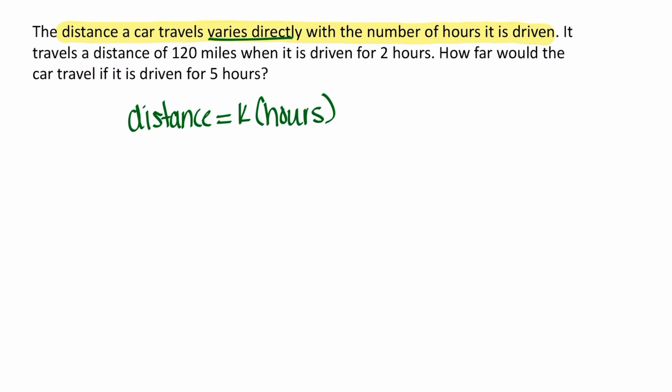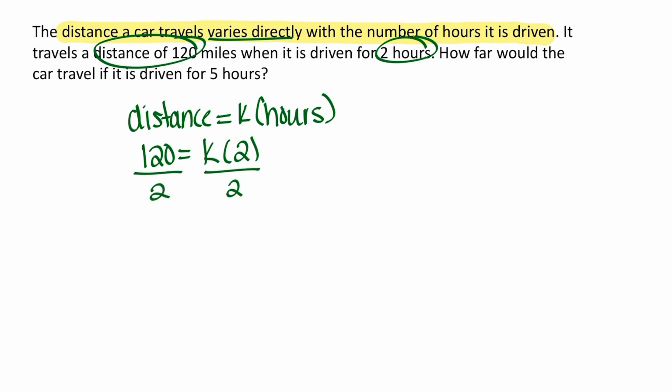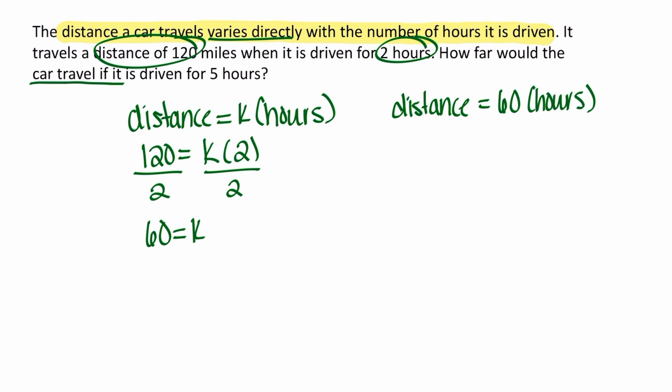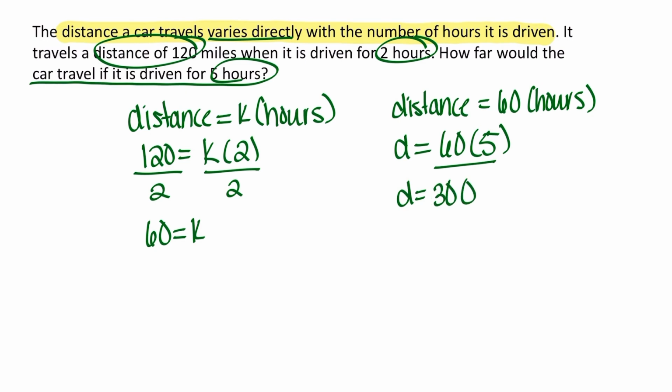So then it gives us a situation. It says the distance is 120 when it's driven 2 hours. So we can say 120 equals K times 2 hours. So we can divide both sides by 2, and so we have 60 equals the value of K. So our equation will be distance equals 60 times the number of hours. So it says, how far would the car travel if it's driven for 5 hours? So we want to know distance, so we can say that D equals 60 times 5 hours. So if we do 60 times 5, that tells us that the distance equals 300 miles.